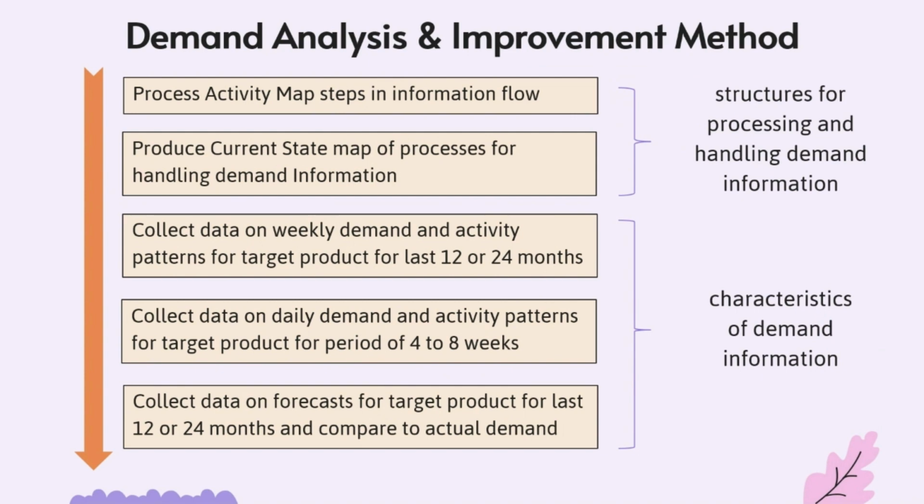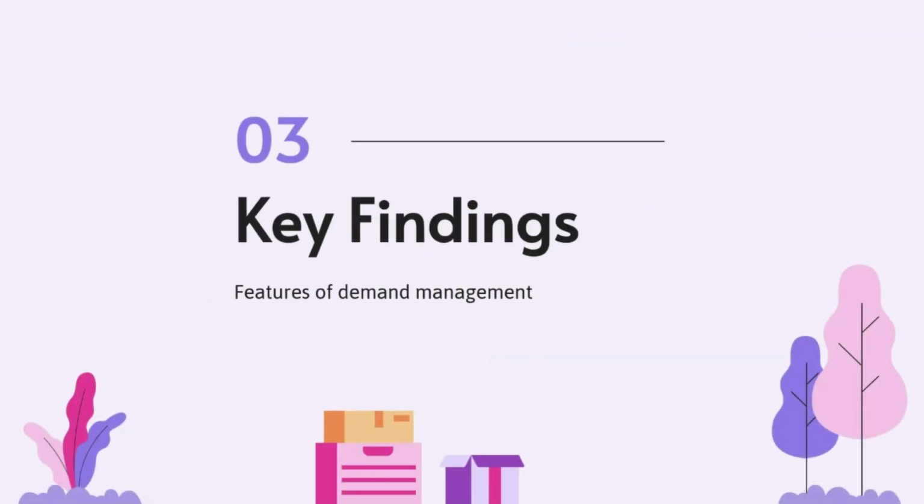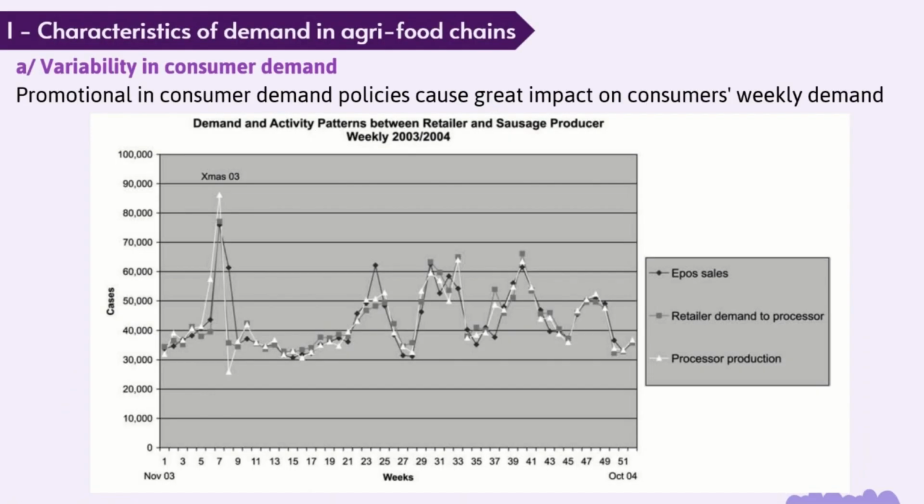The first 2 steps help us understand the structures for processing and handling demand information. The remaining 3 steps in the data collection process provide a tool for understanding the characteristics of demand information flowing through these channels. Features of demand management can be considered in 2 broad categories: the characteristics of the demand signals and operational features. Firstly, characteristics of demand in agri-food chains include three recurrent features of demand.